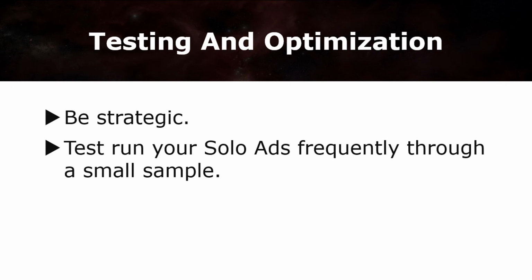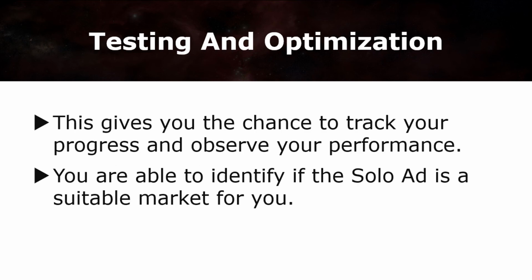For instance, when you have found a particular mailing list that suits your market and the sample size is 100,000, what should you do? For the first run, you should try only to take 10% of the solo ad block, which means you select 10,000 lists from the entire block. This gives you the chance to track your progress and observe your performance. You are able to identify if the solo ad is in fact the suitable market for you. If it didn't work out the way you planned, devise a new plan and improve. Most important, you are not taking a risk you can't afford to handle, as you are scaling it small.